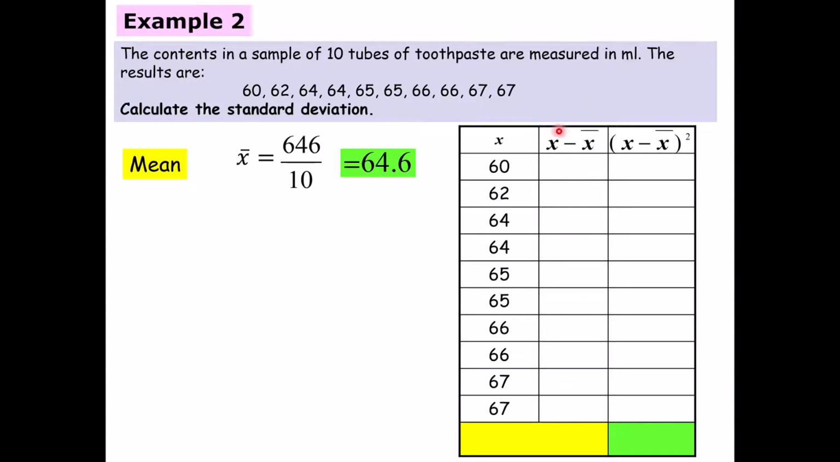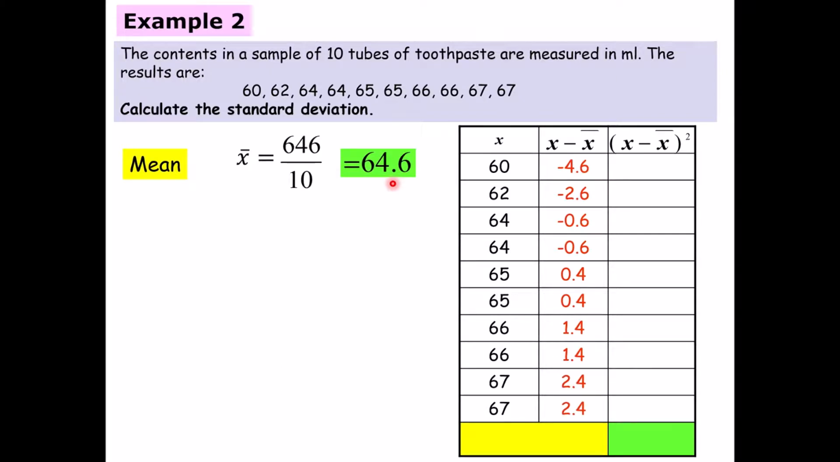Our second column is our x value subtract our mean, so the deviation from the mean. Our first one, we're going to take 60 subtract 64.6 to get negative 4.6. Then we're going to take 62 subtract 64.6 to get negative 2.6. Be careful, make sure you are taking the x value and subtracting the mean, even if that x value is smaller. So 64 subtract 64.6 is negative 0.6, and same again. Now 65 take away 64.6, and then 66, and lastly 67.